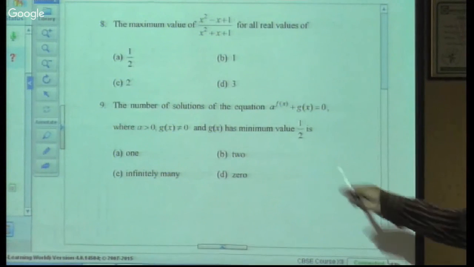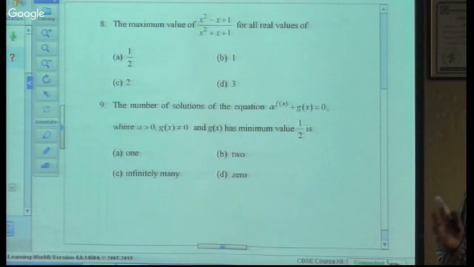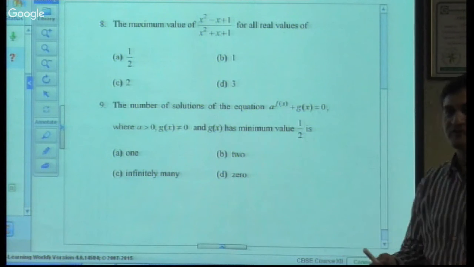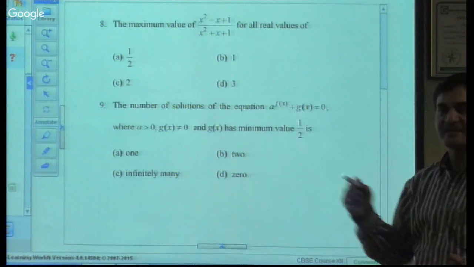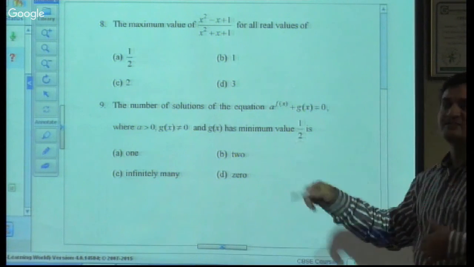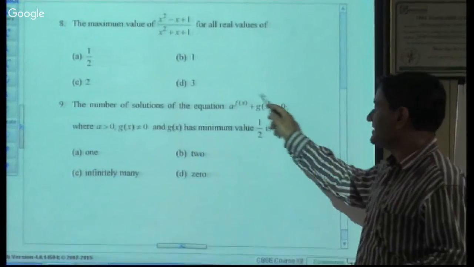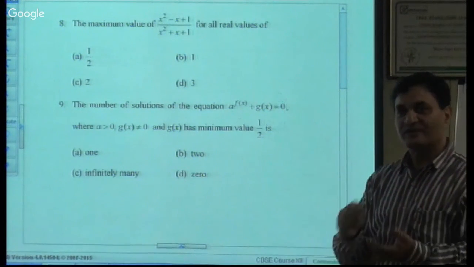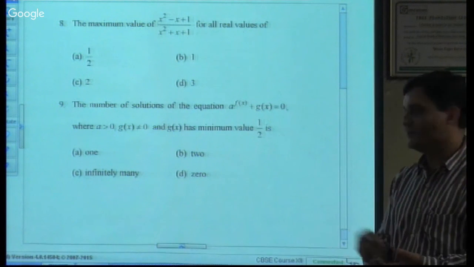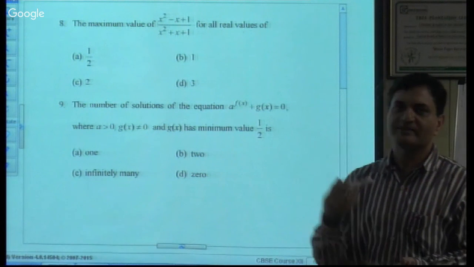Now, a raised to power f(x) is an exponential function. Exponential functions are always positive. They don't take negative values. And g(x), the minimum value is half, so g(x) is also positive. So this expression a raised to power f(x), being exponential, will always be positive, and g(x), the minimum value being half, is also positive. Sum of two positive quantities is always positive. So this particular expression is always positive, so it can never be equal to 0. So what is the number of solutions? 0. There is no solution, because this expression will never cut the x-axis. It will always be above the x-axis.